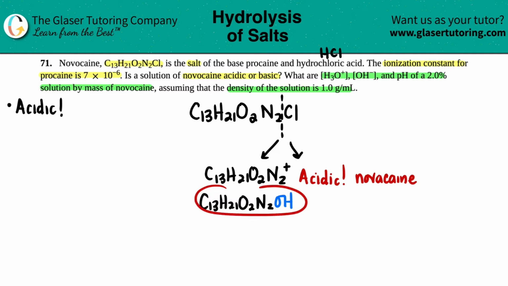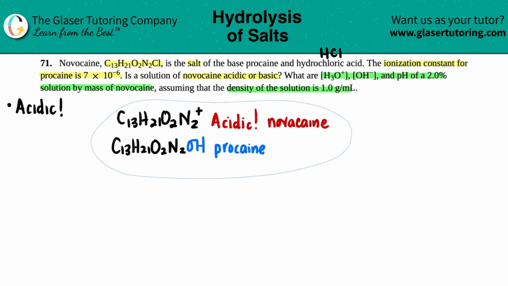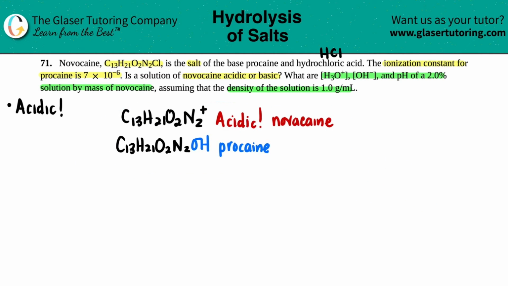And remember, they told us that the base was procaine. Okay. So now let's just get rid of this. And these are the only two things that I need for right now. Okay, let's progress with the question. Now, they did tell us that the ionization constant for procaine is 7 times 10 to the negative 6th. Now, what I'm going to do is I'm going to actually just say this. Okay, cool. And this is basic.